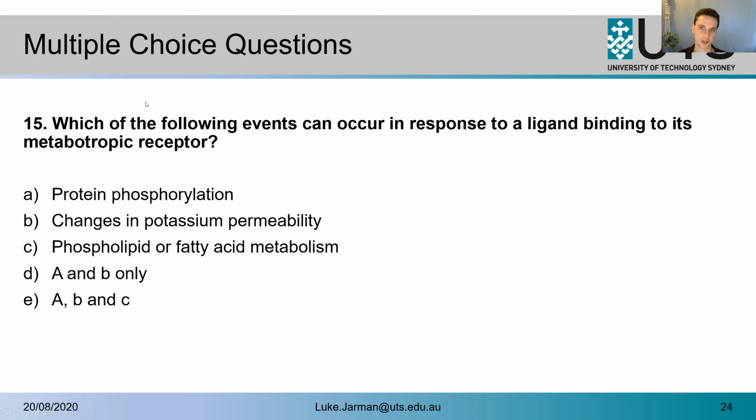All right, question 15. Which of the following events can occur in response to a ligand binding to its metabotropic receptor? So protein phosphorylation, an increase in potassium permeability, and phospholipid or fatty acid metabolism. It is actually all of those. All of those can be caused by the activation of a metabotropic receptor.